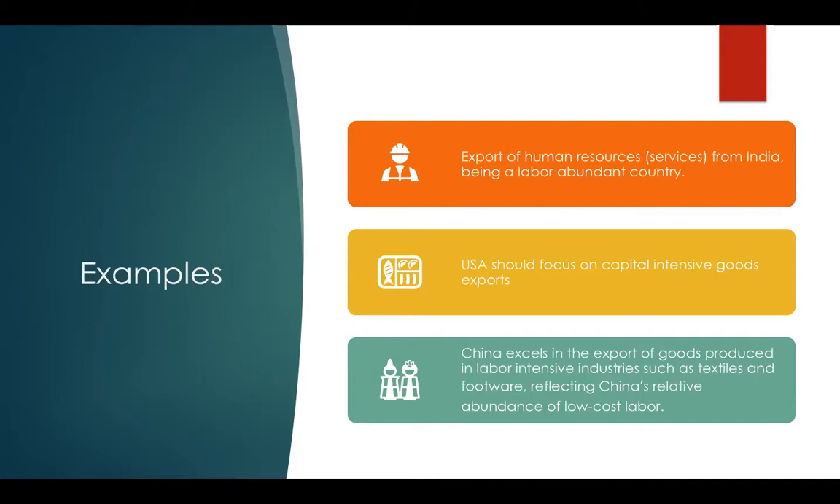So these are all examples. Colombia is a labor abundant country, and Peru may also be a labor abundant country. They don't get a good job with relatively high salary or wages in their own country, so they simply move out. According to this theory, the USA should focus on capital-intensive goods, and China excels in export of goods produced in labor-intensive industries such as textiles and footwear, reflecting China's relative abundance of low-cost labor.